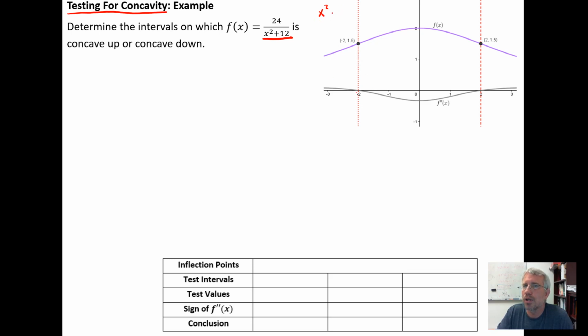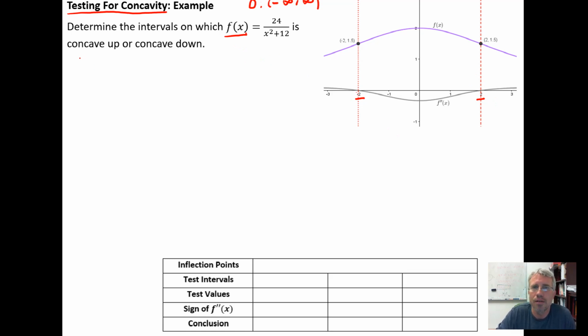Over the real number line, if we tried to set x squared plus 12 equal to 0, we're going to get x squared equals negative 12. So we would get x equals plus or minus the square root of negative 12. And because it's the square root of a negative, this is a complex number. So I see that I don't have any real number zeros, which means that my graph of f of x has domain from negative infinity to infinity. So that's the first thing to think about and check for. What is the domain of my function? Because we use the domain in conjunction with the x values for the inflection points to establish our test intervals.